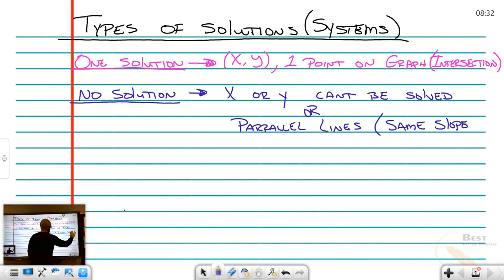So obviously, with systems, if you have a solution, you have an intersection point. Parallel lines do not intersect. They go on and on forever, and they never touch. So if your two system lines are parallel, they don't intersect at all. That's how you can have no solution.